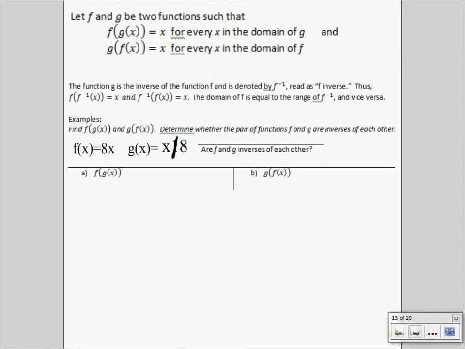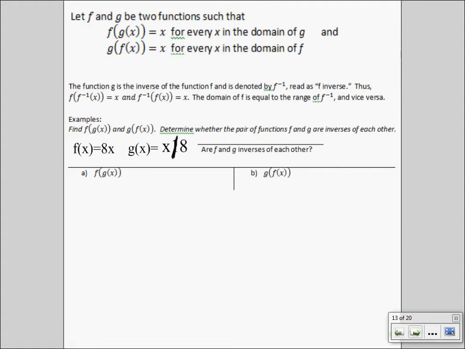So let's get started. Let f and g be two functions such that f of g of x equals x for every x in the domain of g, and g of f of x equals x for every x in the domain of f. The function g is the inverse of the function f and denoted by f inverse. Thus, f of f inverse of x equals x, and f inverse of f of x equals x. The domain of f is equal to the range of f inverse and vice versa.